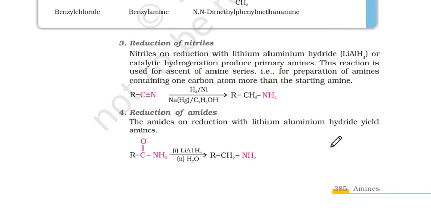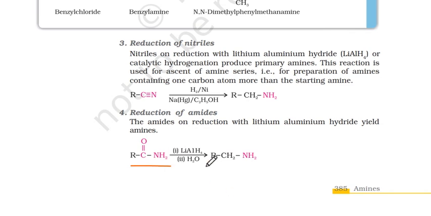Then you have reduction of amides. Acid amides, we know, are C double bond O NH2. The amides, again, you will reduce them, and in the presence of lithium aluminium hydride, LiAlH4, which is a very strong reducing agent, you will get amines from here also.